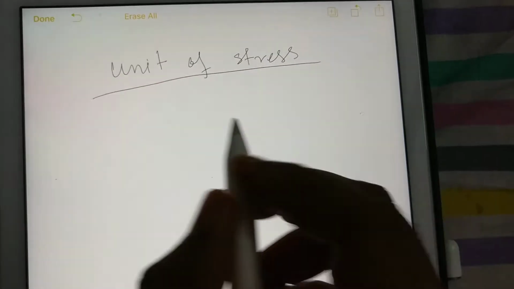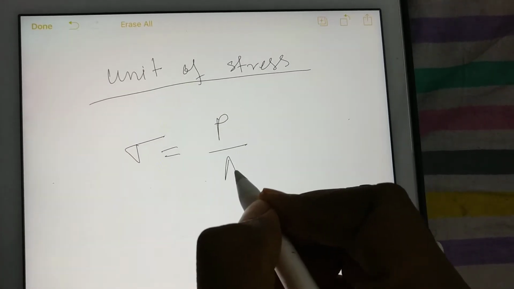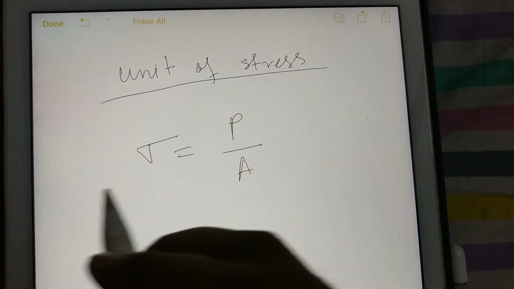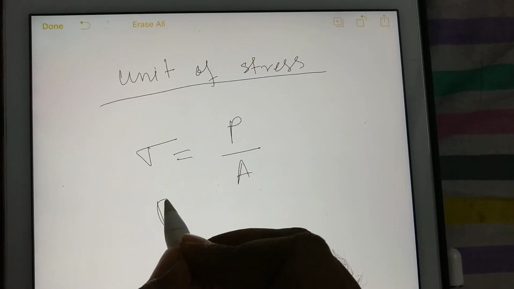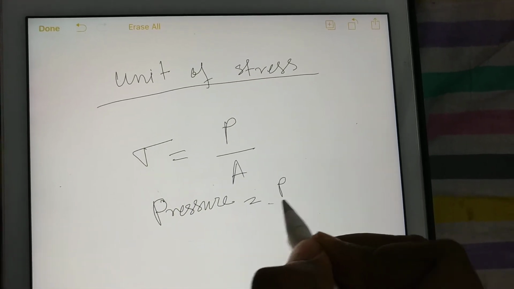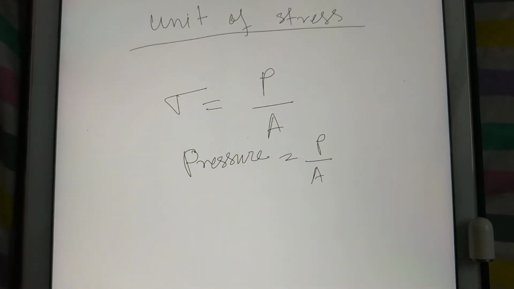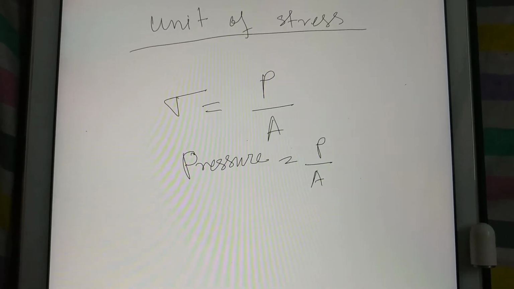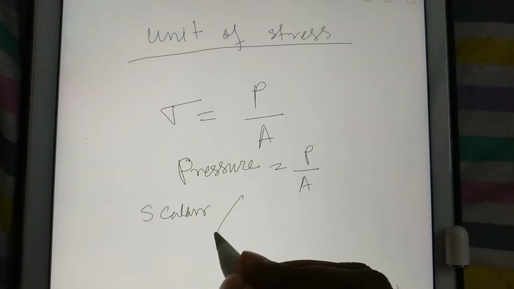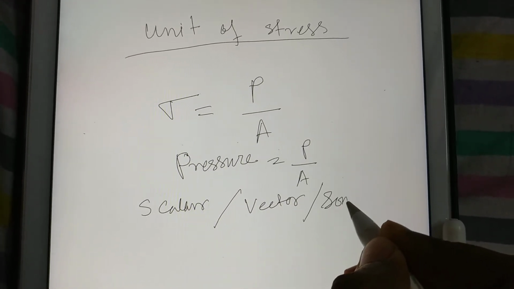as per mathematically we can say stress equal to P by A, or we can say pressure equal to P by A. So today's topic is: is stress a scalar quantity, or vector quantity, or something else?